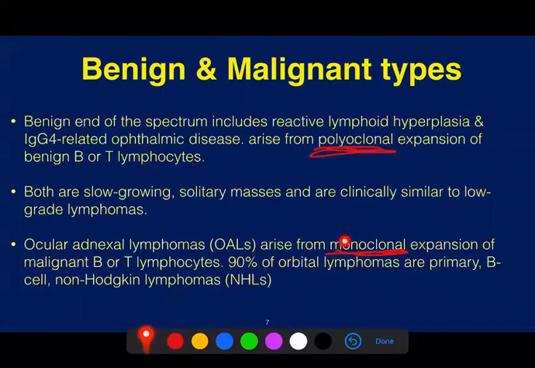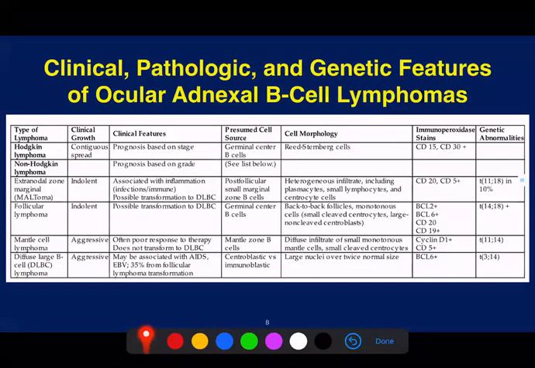So this is the features and classification of lymphoma. Hodgkin lymphoma, we can just get rid of it because we don't deal with it that often.